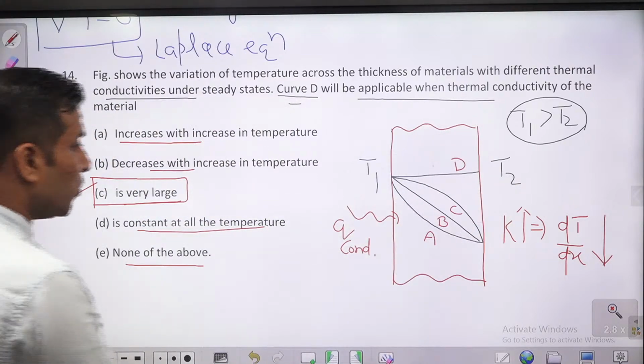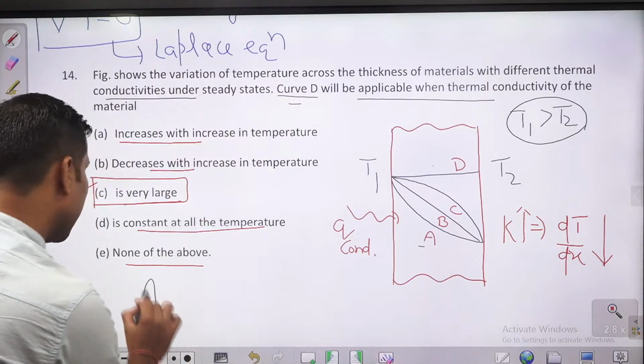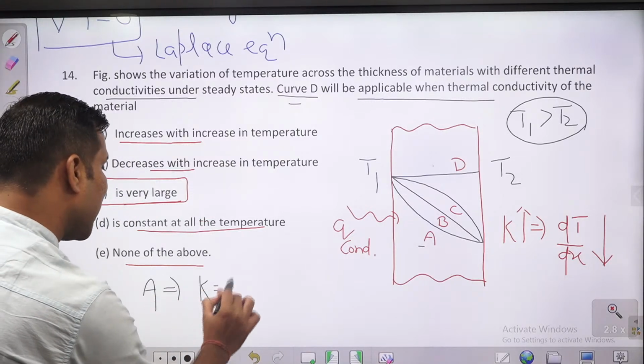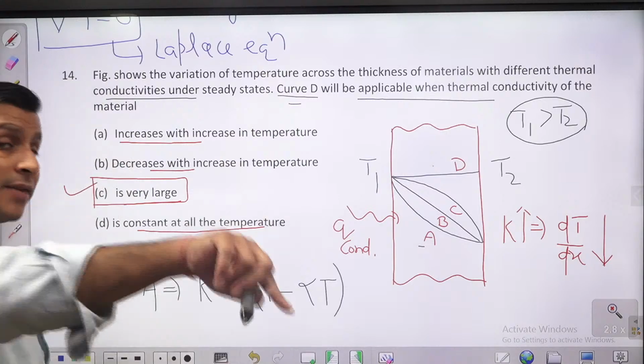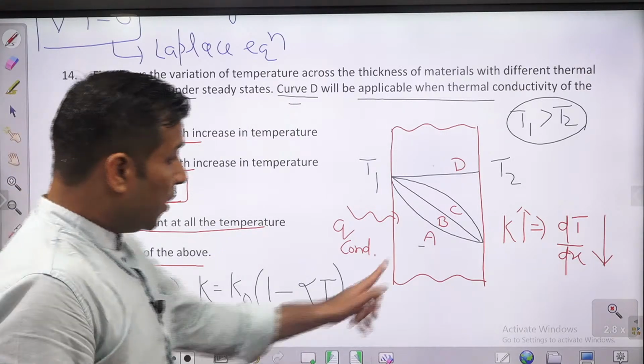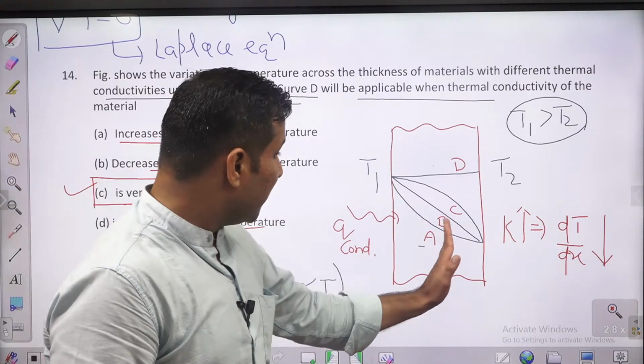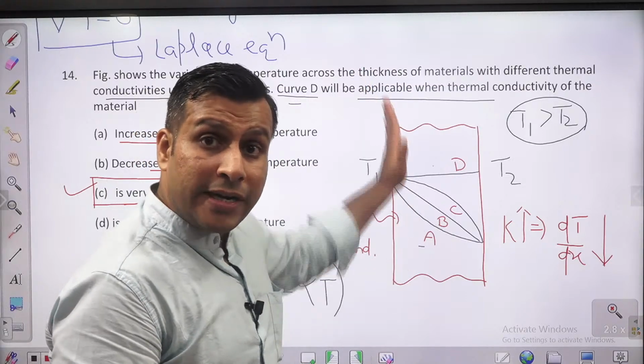And for whom is curve A, children? For curve A, what is the conductivity doing? K equals K naught into (1 minus alpha T), whose conductivity is decreasing with the increase in temperature. So for curve A, you can check it here. As the temperature is decreasing, the temperature gradient is increasing.